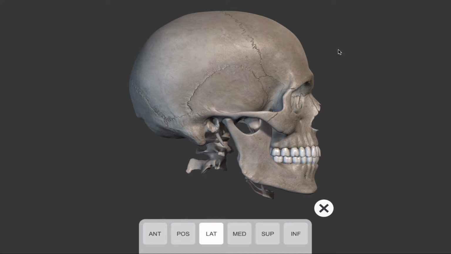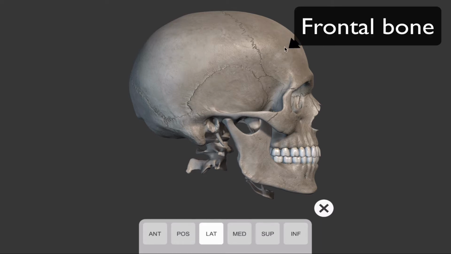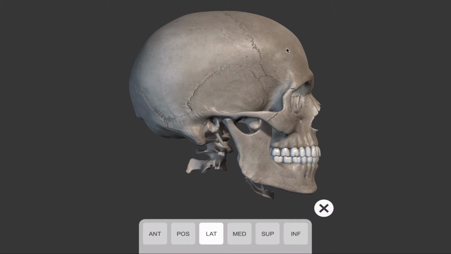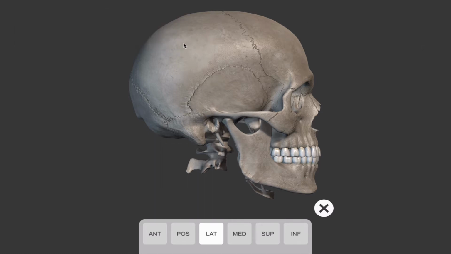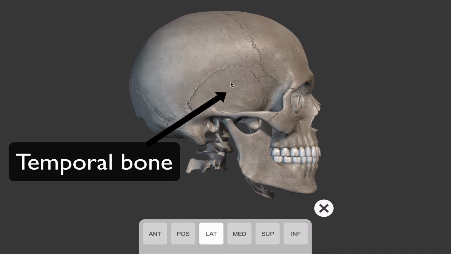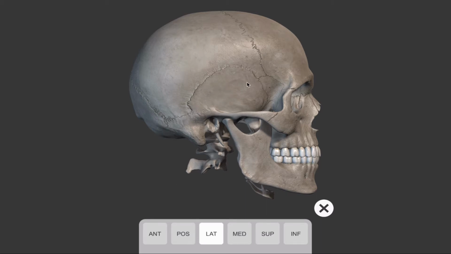So on the lateral view we can see the frontal bone here, which is the forehead. We can also see the parietal bone, which makes up most of the top of the head. There are two parietal bones, one on each side. The temporal bone right here, which obviously makes up your temporal area. There are some parts to the temporal bone that I want to point out to you.